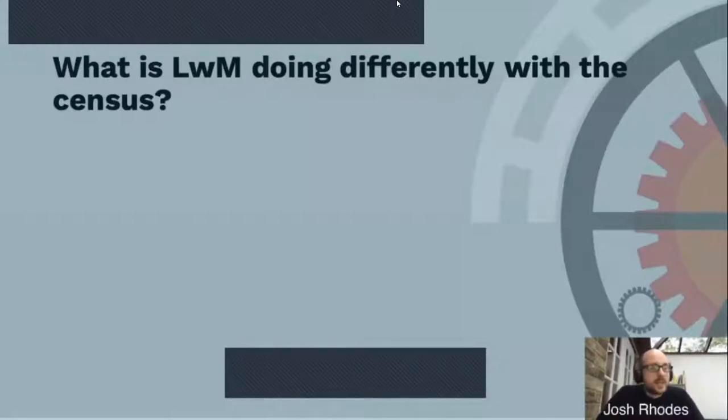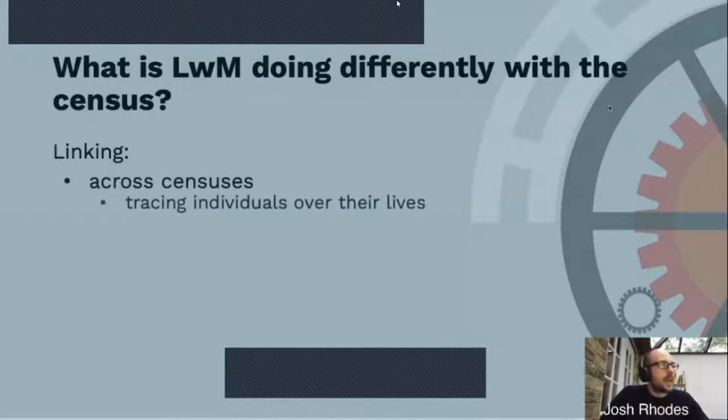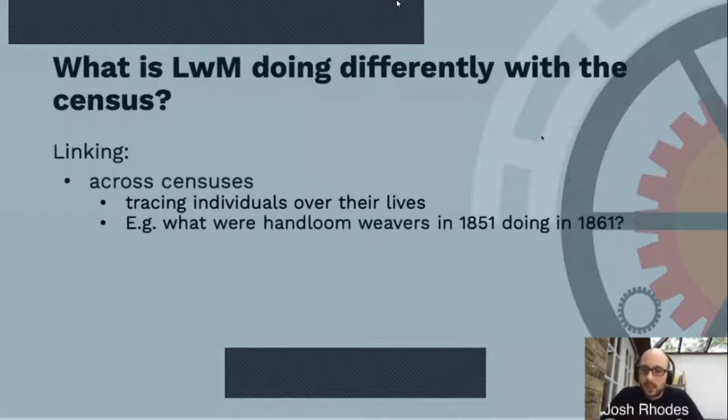So on Living with Machines, we're particularly interested in all forms of linking. So we're interested in linking between census years. We're working at scale across the whole country. We want to say, let's find this individual in 1851 and let's find them again in 1861, and do that for as many people as we can across the country. And that's a really powerful way of building up these longitudinal studies, tracing individuals over their lifetimes. And we can start asking questions.